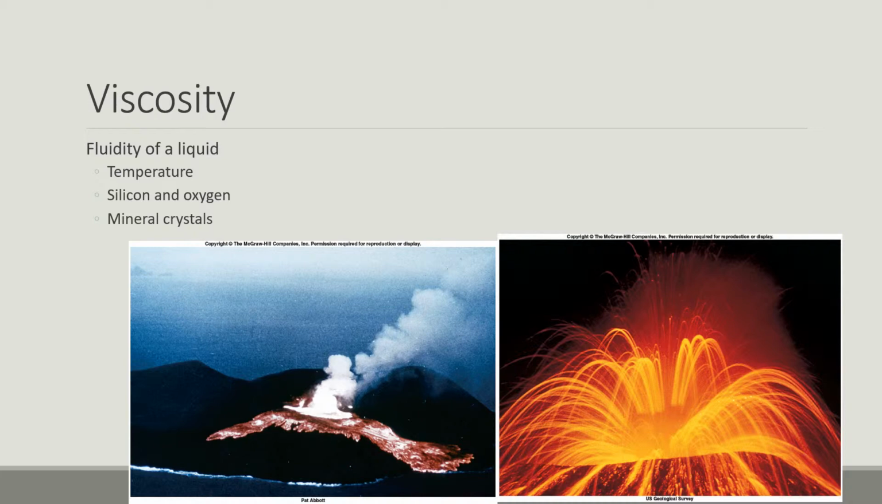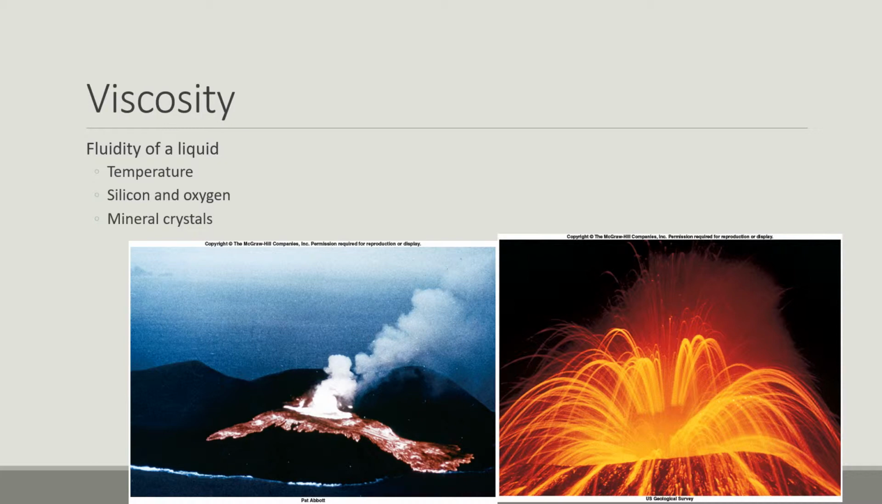And then lastly, we have mineral crystals. Here we're looking at actual minerals within our magma and lava. It's a weird example, but I like to think of peanut butter. Chunky peanut butter is harder to spread than regular peanut butter because you have those chunks of peanuts in it. So the higher the amount of mineral crystals, the higher the viscosity as well.